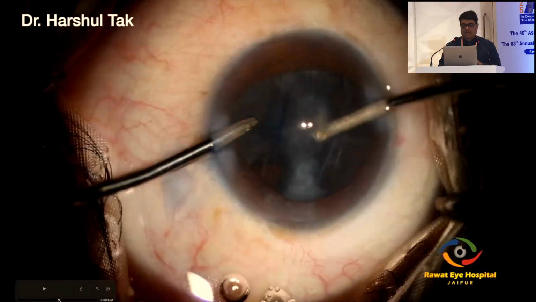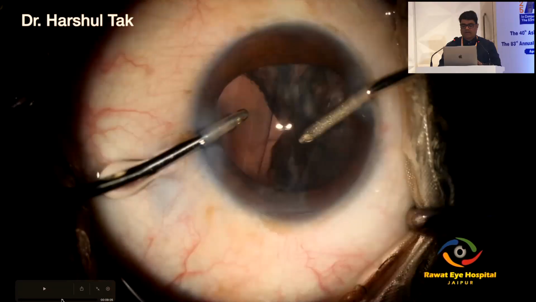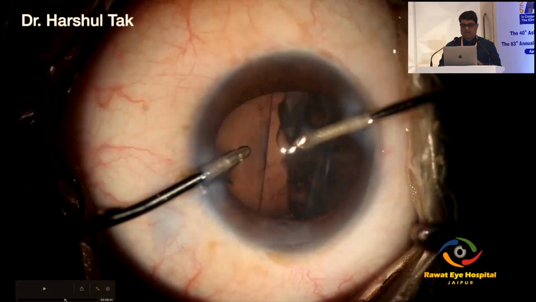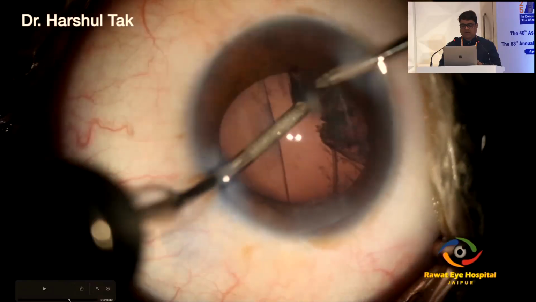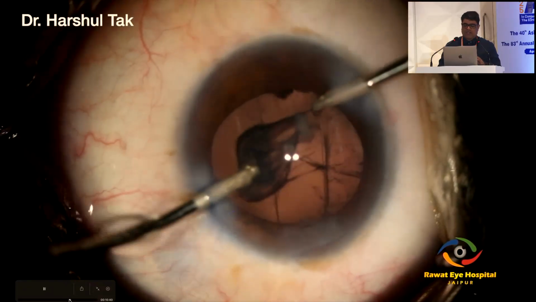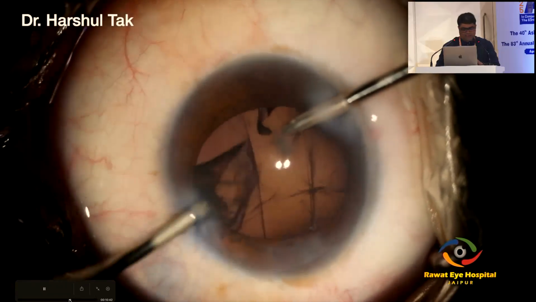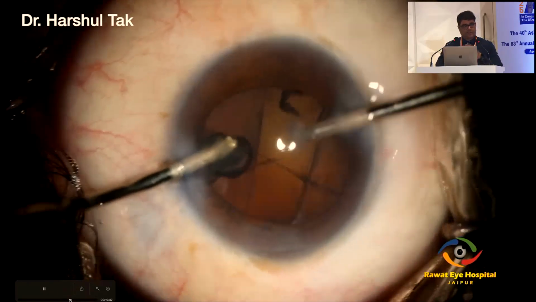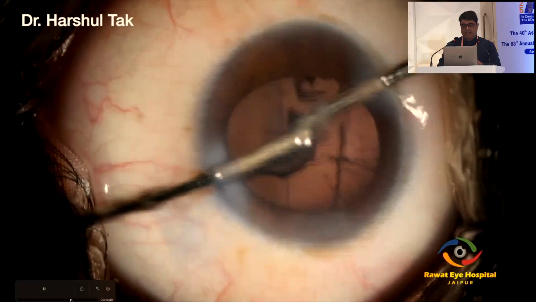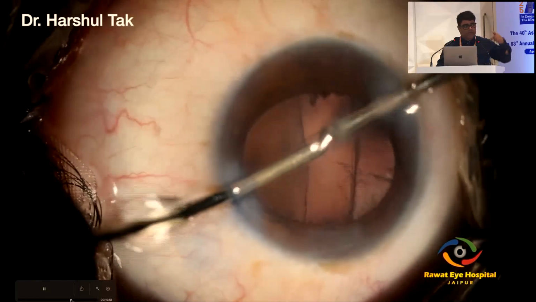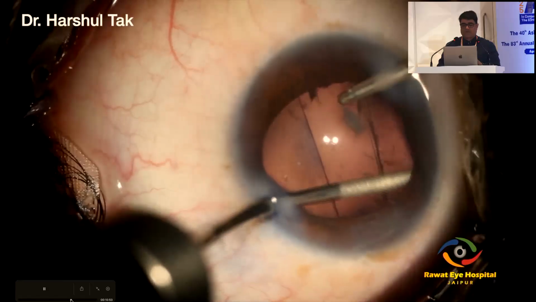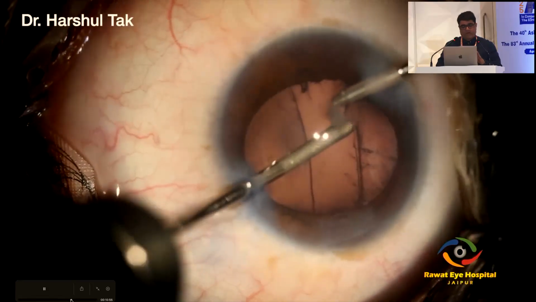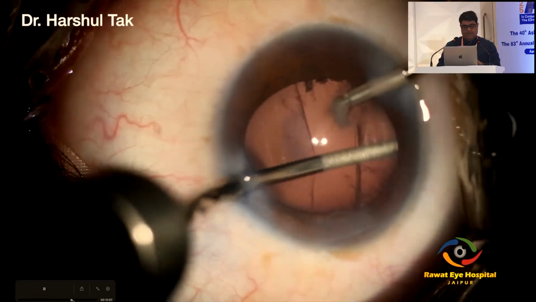So in the end, as you can see, on one side I've taken off the entire cortical matter, and again I change my hands. You can see a very big split there in the anterior capsule, but the posterior capsule is intact, and there is no wraparound tear at this stage. That's the importance of maintaining a closed chamber at every point of time.